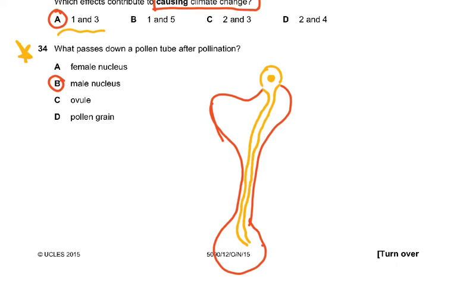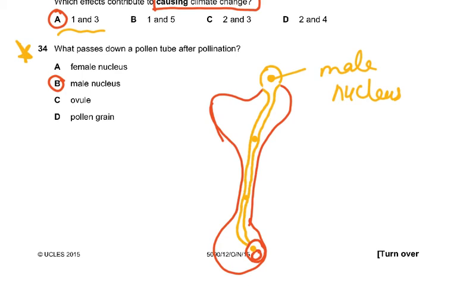So we have the ovule here, and it enters the ovule. Inside the ovule, of course, we have the female gamete cell. And what passes down a pollen tube is this male nucleus, not the whole pollen grain. So the male nucleus is going to travel down and then finally reach the female gamete cell and fuse with the female gamete cell to form the diploid zygote.